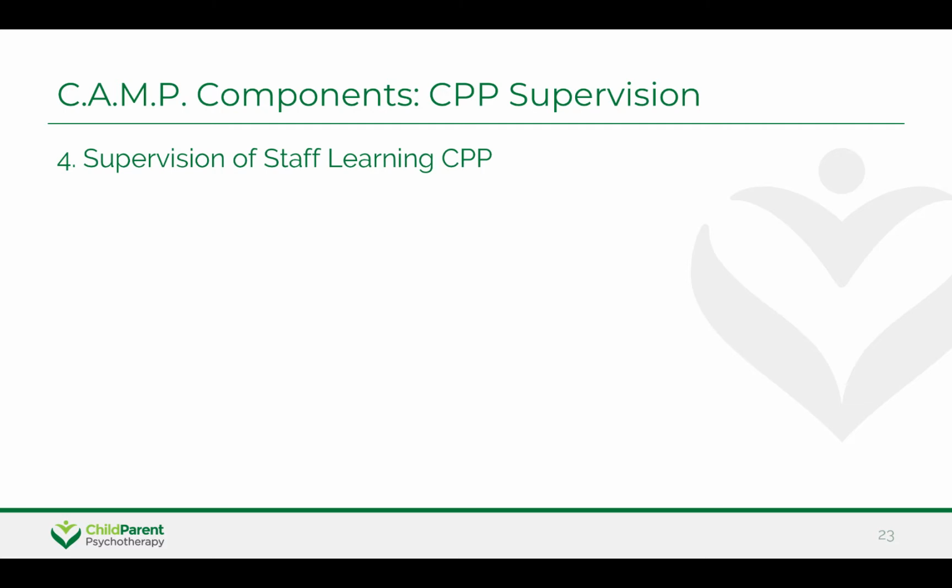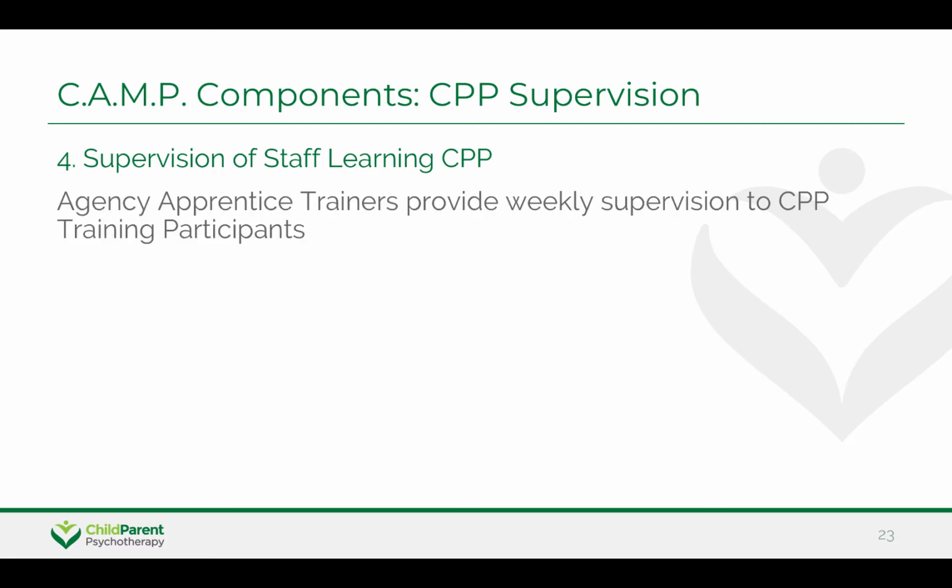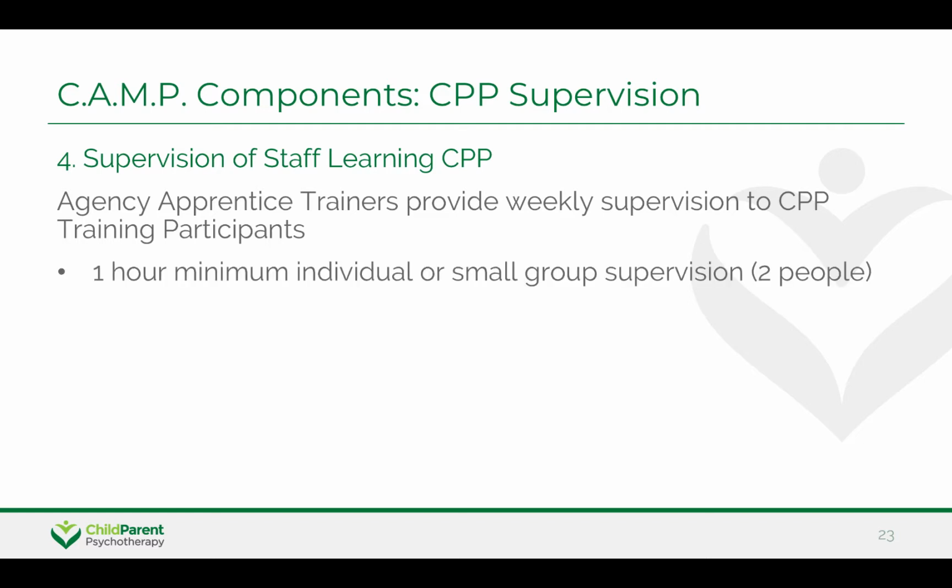Component 4, CPP Supervision. Agency apprentice trainers provide weekly CPP supervision to training participants. 1 hour a week minimum of individual supervision or small group supervision involving no more than 2 people, or 2 hours for groups of 3 to 4 staff. In the C.A.M.P model, supervisors provide reflective supervision and clinical mentoring and training on CPP. It is important that staff members are able to present their cases each week. This is the reason for the small group size.